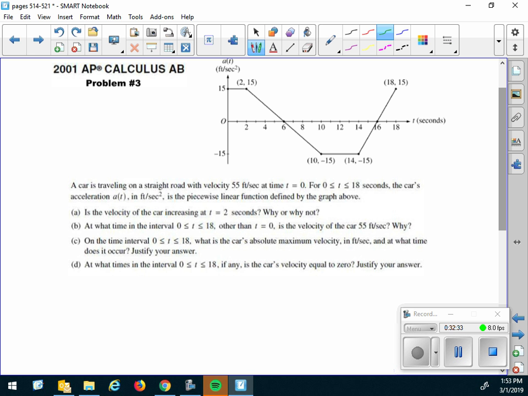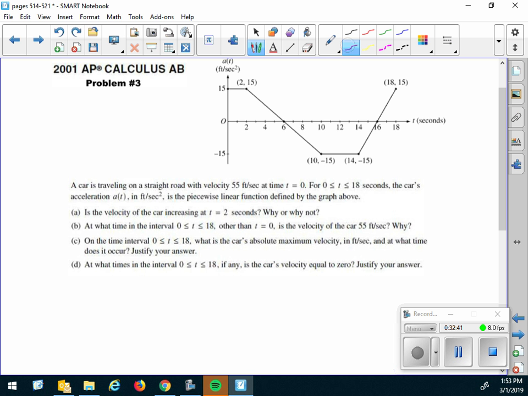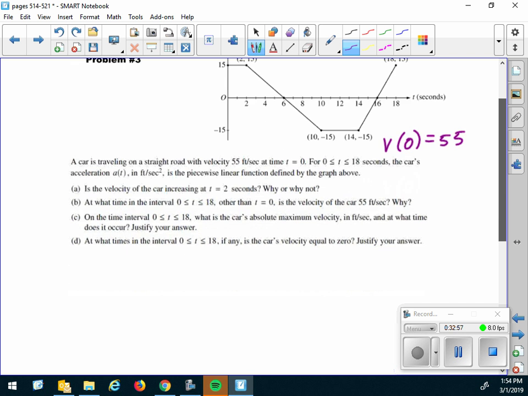All right. A car traveling on a straight road with velocity 55 feet per second at time 0. So I know that v of 0 is 55. I also know that this is acceleration. For t from 0 to 18, the car's acceleration, a of t, is the piecewise linear function defined by the graph above. The first question should be easy for you.